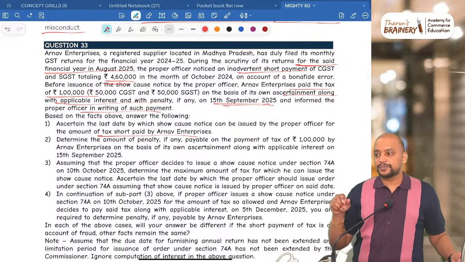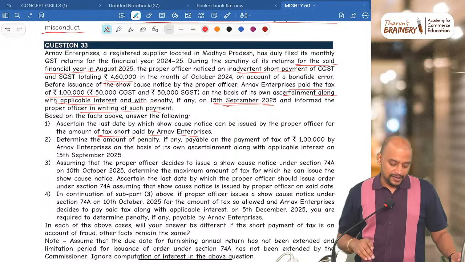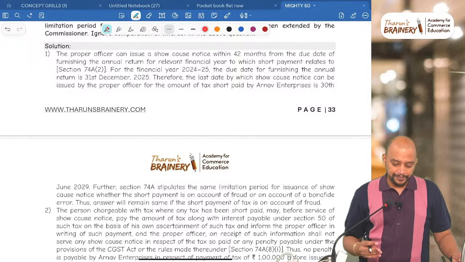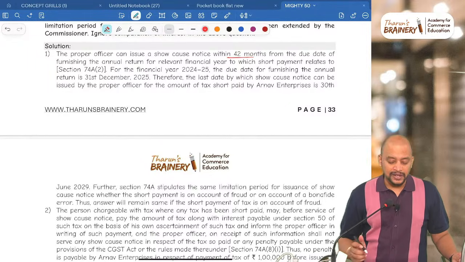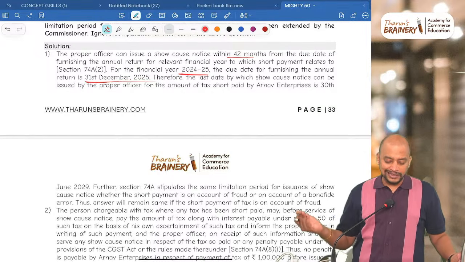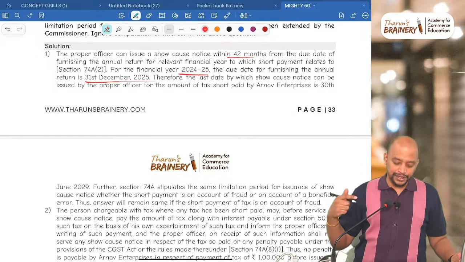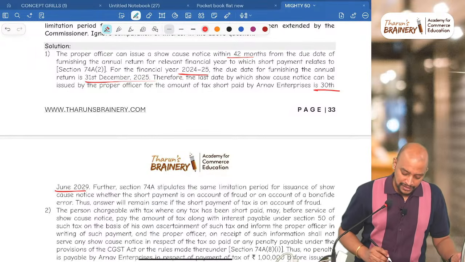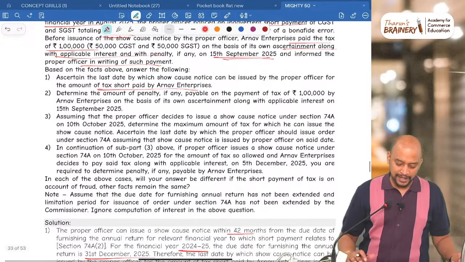74A. As per 74A, what is the time limit within which the notice is to be given? 3.5 years. So see the answer below. 3.5 years, that is 42 months. 42 months from when? Due date of furnishing the annual return. Financial year 24-25, the due date is 31st December 2025. From there, 3.5 years. So 2026, 27, 28, so June 2029. So 30th June 2029 is the time limit. Okay. And even if it is on account of fraud, the answer will remain the same.